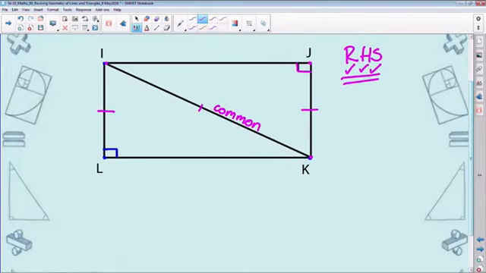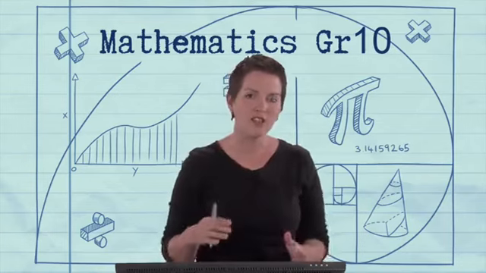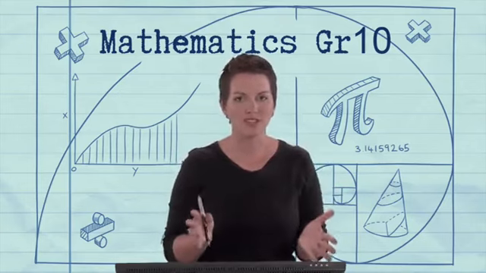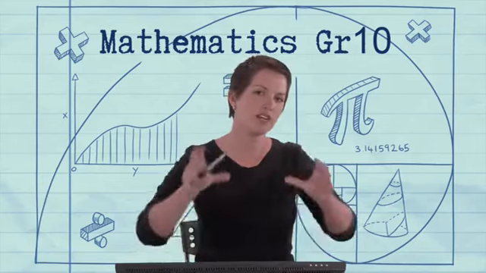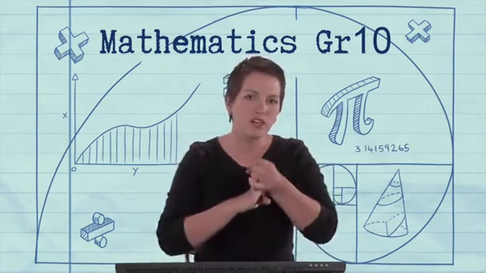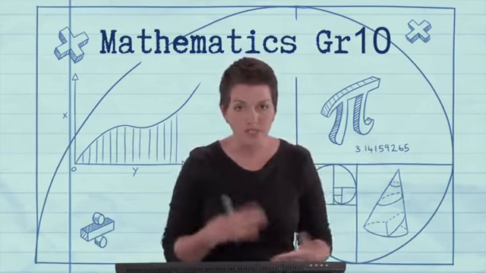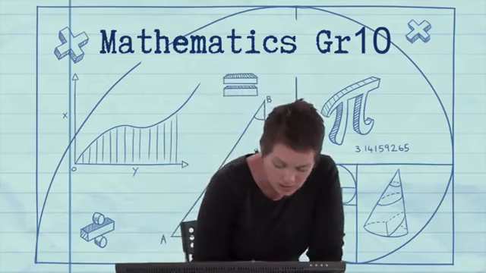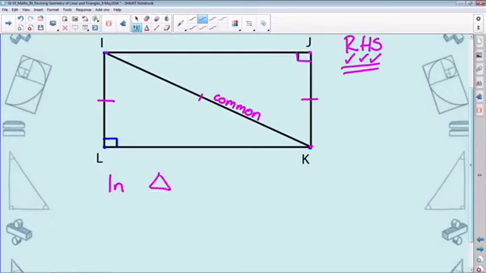Grade 10s, you'll notice that I haven't done any calculations yet. I first established how I'm going to prove that these two triangles are congruent. And now that I've established how to prove it, I've given it a bit of a massage, made it a cup of tea, now I'm going to hit it with my arguments. And there's a very specific way to structure your arguments. The first thing we need to do is to state what triangles we're working with. So we're working with triangles ILK and triangles IJK.